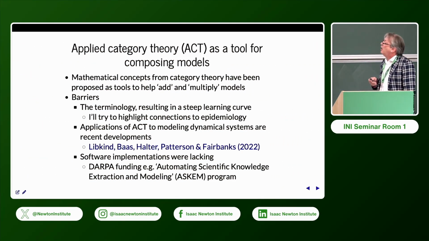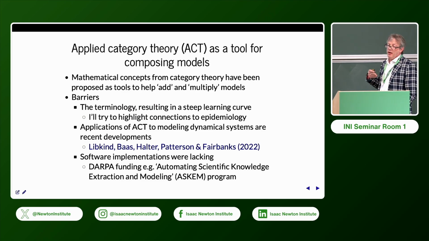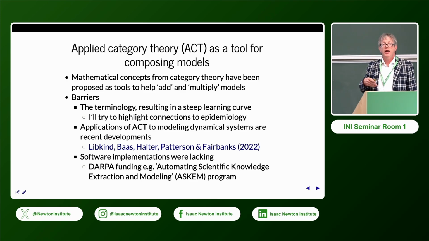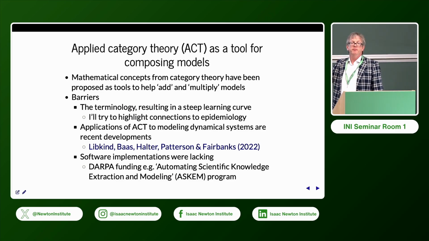So there's been some work over the past 5 years or so that has taken concepts from category theory, sort of an abstract branch of mathematics, to help to provide tools and formalism for us to be able to add models together and multiply models together. And I'll expand on what that means in a moment. These papers are out there. They haven't been widely adopted, and I think there are a number of barriers to that. One is that the terminology is somewhat new to many of us, resulting in a steep learning curve. And what I will try to do is give you some examples to be able to look at that.